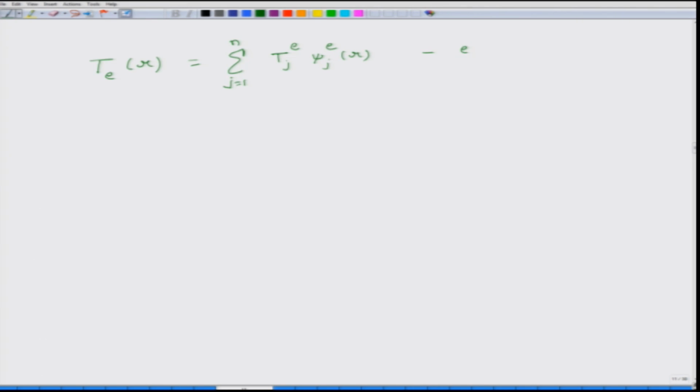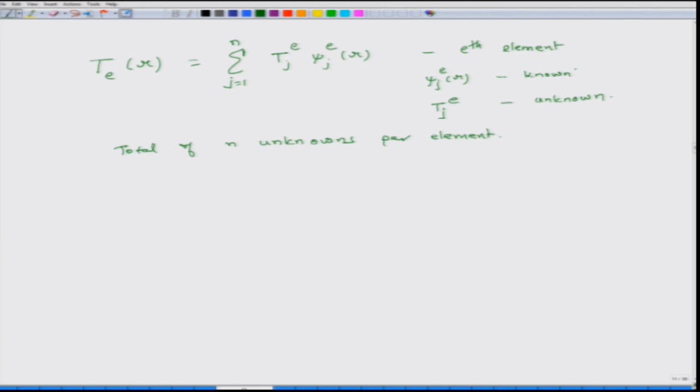This is for eth element. Here psi_j(r) is known, right? It is known, and T_j^e is unknown. T_j^e is unknown, right? How many unknowns we have now for each element? We have small n, so total of n unknowns per element.